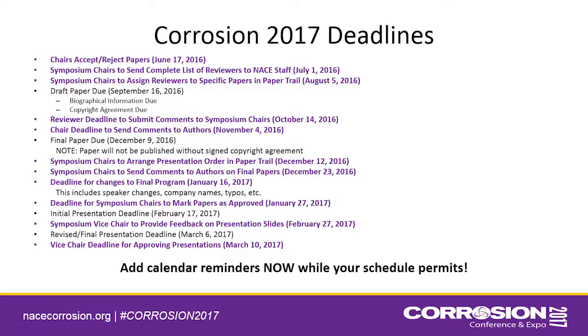Let's take a moment to briefly go over the important dates affiliated with Corrosion 2017. A more detailed list of deadlines can be found on page 2 of the Technical Program Manual. The key deadlines that you as a Symposium officer should record in your personal calendars are that Symposium chairs should send a complete list of reviewers to NACE staff by July 1st, 2016. If you've not done so already, please email me your complete list as soon as possible.